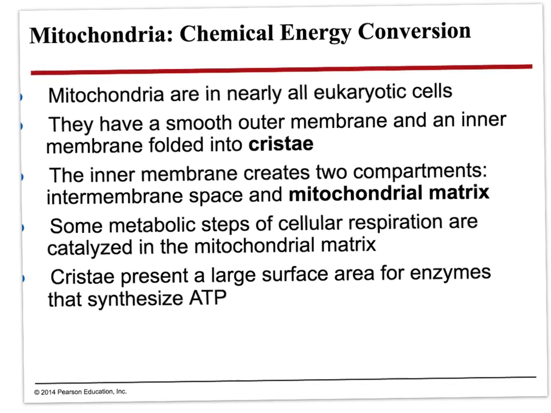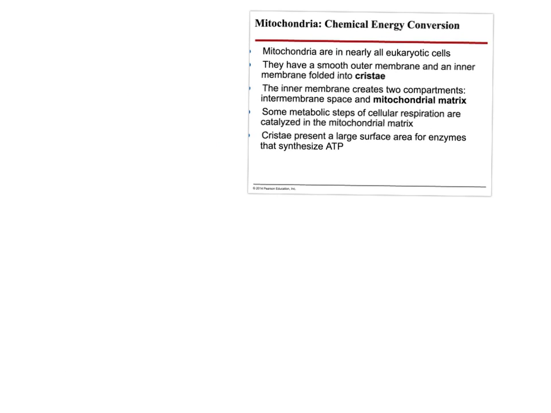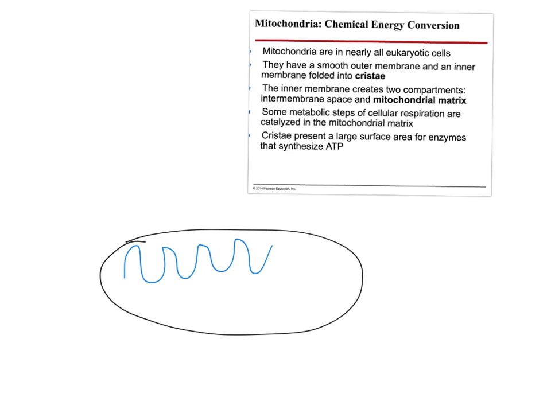All right. So mitochondria, they're going to break down their structure. They are composed of a double membrane. Okay? They have a smooth outer membrane and an inner membrane folded into cristae. All right, so it kind of looks like this. Here's your smooth outer membrane, then you have an inner membrane that is folded. All right, so those folds are cristae.